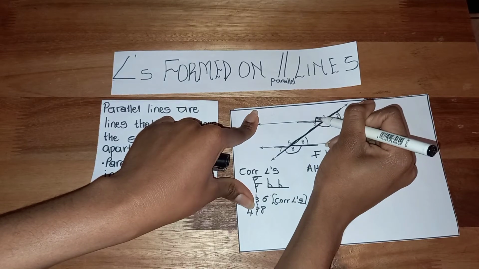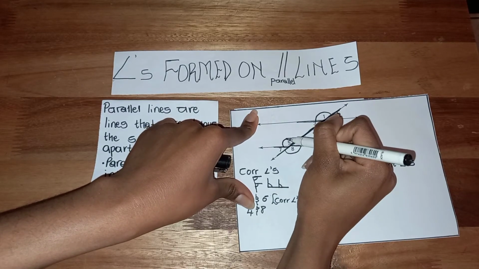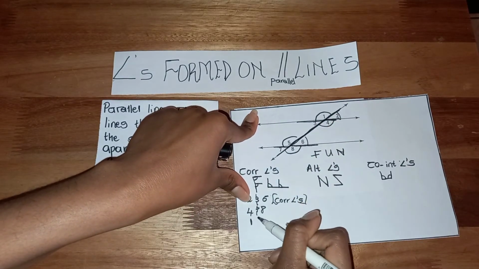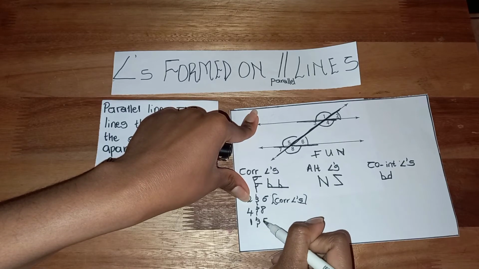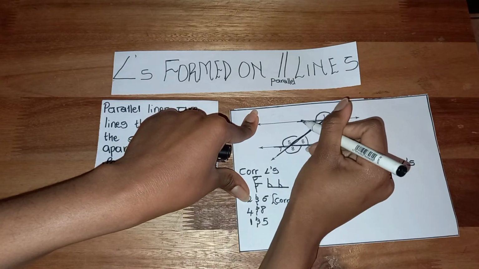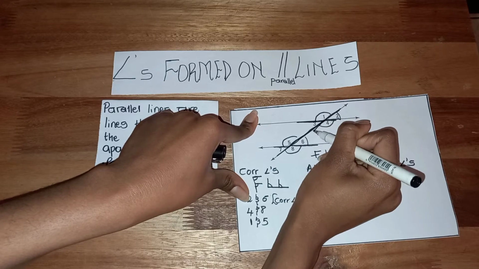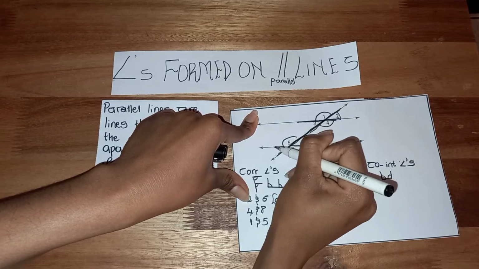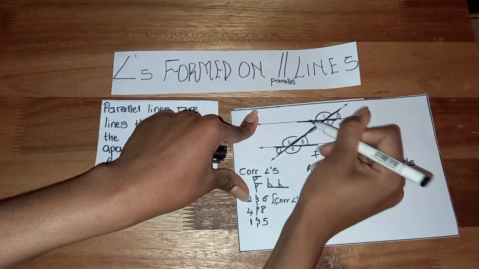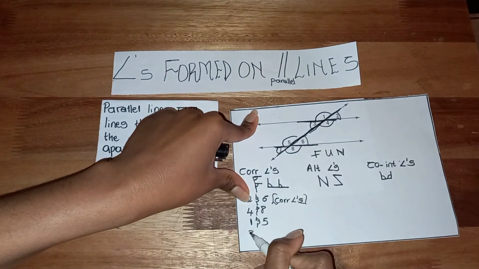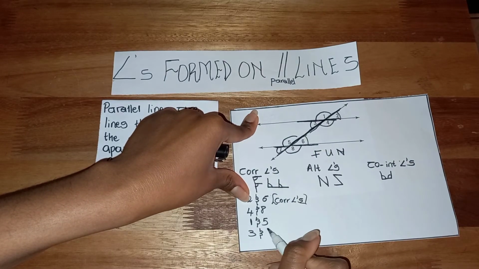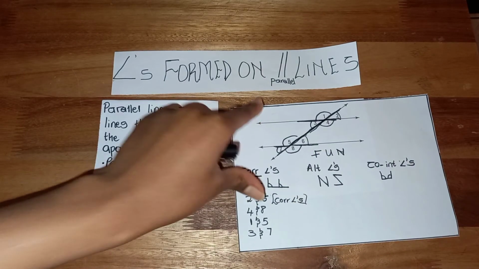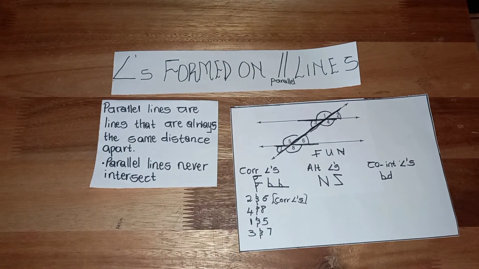You can see that 1 is corresponding with 5, 1 and 5. Let's look for the next pair. If you move from here, you can see that 3 and 7 are corresponding angles. So in this case we have 4 pairs of corresponding angles.